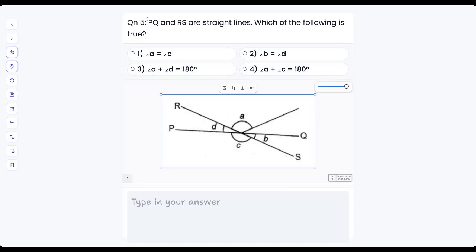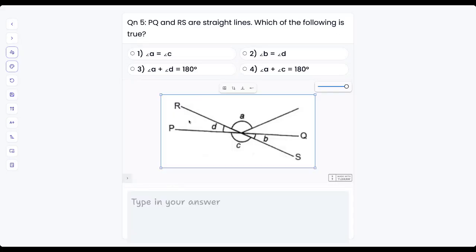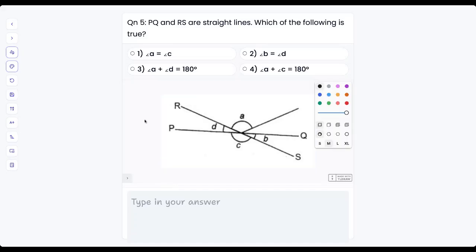Question number 5. PQ and RS are straight lines. Which of the following is true? Let's use a line to show which is the straight line: R and S, and P and Q. Let's go to option number 1. Angle A is equal to angle C. Is angle A equal to angle C? Is it true or false? The answer is false.